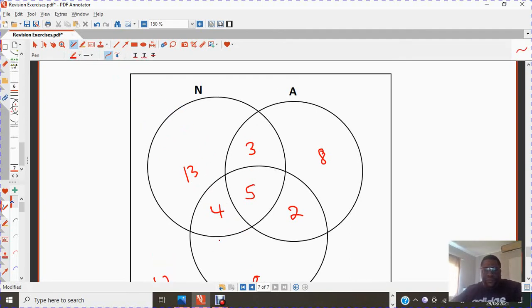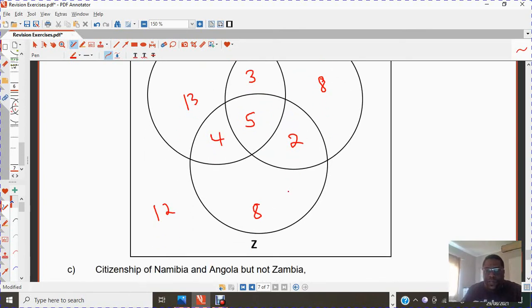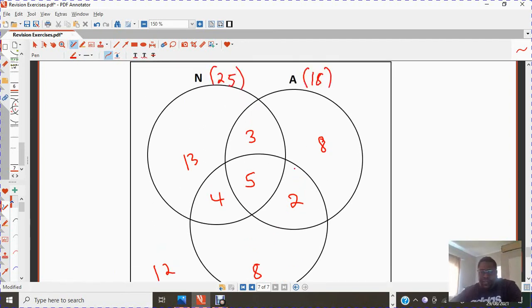So we know if you do Namibia and you add everything here, you should get 25. You can have a look, that's 16 plus 4 is 20 plus 5 is 25. And on this side of Angola, if you add, you should get 18. And that is 10 there plus 8. And when you do the ones for Zambia rather, you should have 19. So that's that 10 plus that 9. So we have 19 there. So we are actually on the right path as far as that is concerned.